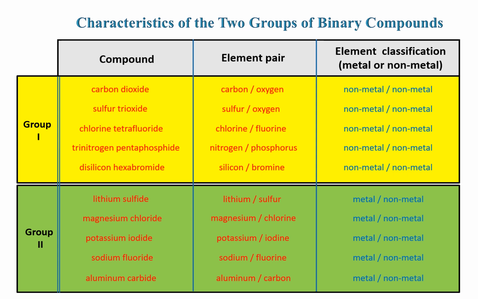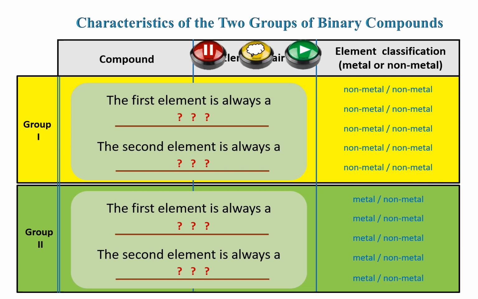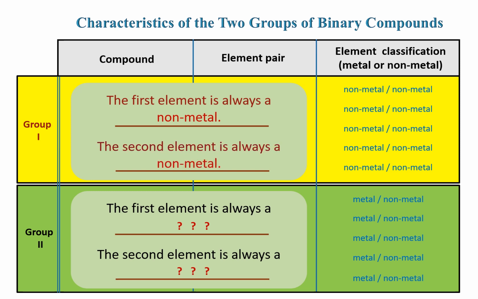It's time to note the patterns. Express your findings by filling in the 4 blanks in these statements. In Group 1, the first element is always a nonmetal. The second element is always a nonmetal. In Group 2, the first element is always a metal. The second element is always a nonmetal.